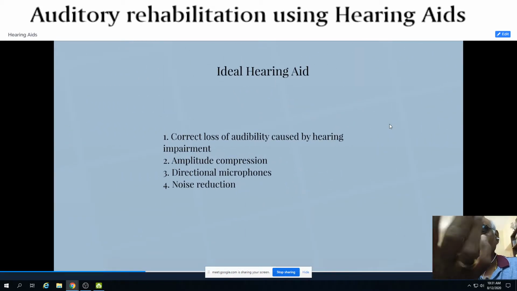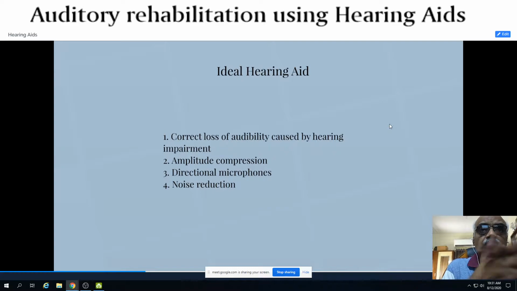Now, what is going to be an ideal hearing aid? The ideal hearing aid should correct the loss of audibility, and it should in a way correct the hearing impairment. It should compress the amplitude of the sound waves. Even though it is supposed to increase the amplitude, it should compress the amplitude of the sound wave.